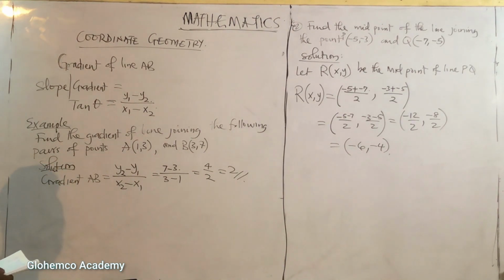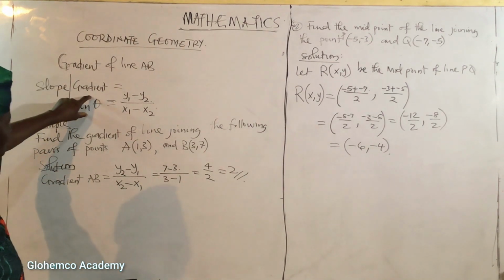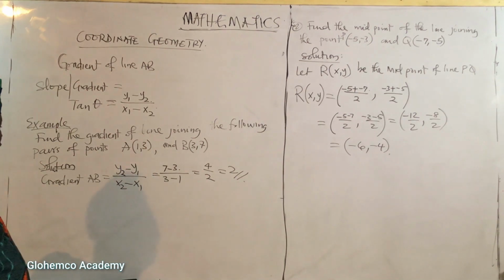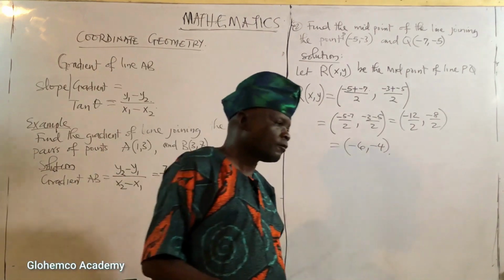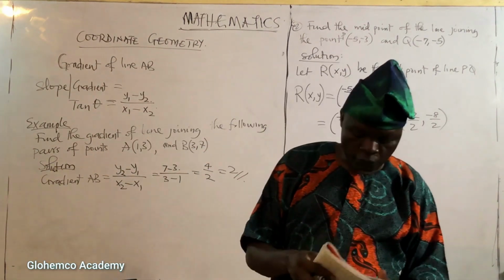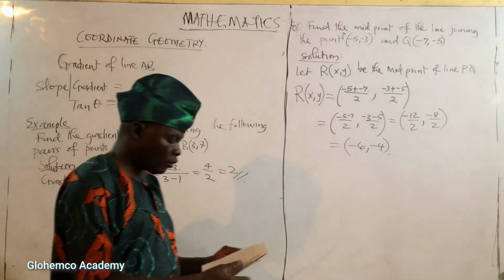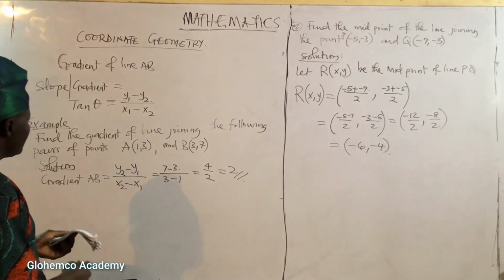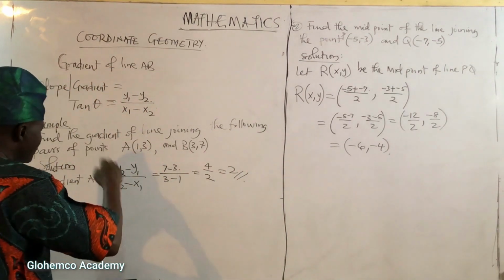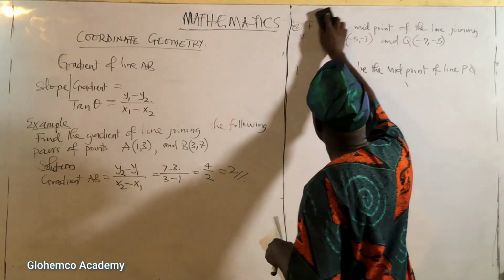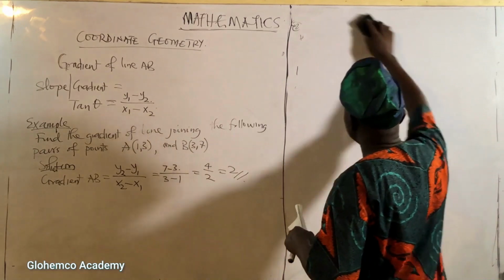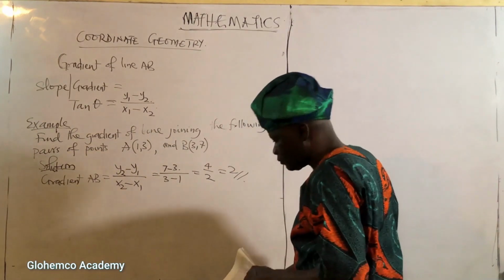But don't forget, when the gradient of that one is 2, we can still use tan theta to find our real gradient. If you are given an angle on one side, you can use it to find the gradient of any given line. This is coordinate geometry. The gradient we are talking about here at times is not all that the same as the gradient that you can find in the graph.